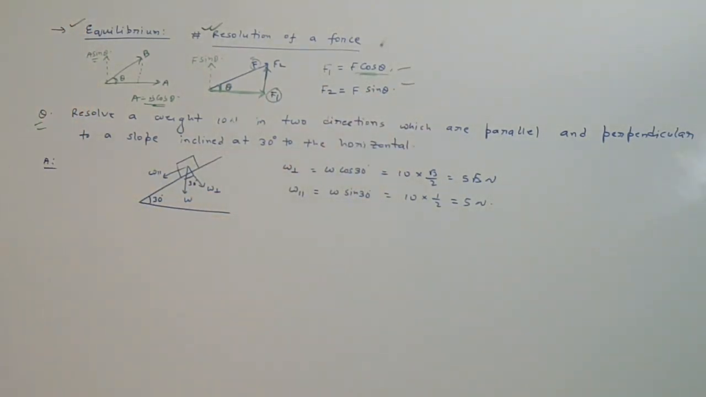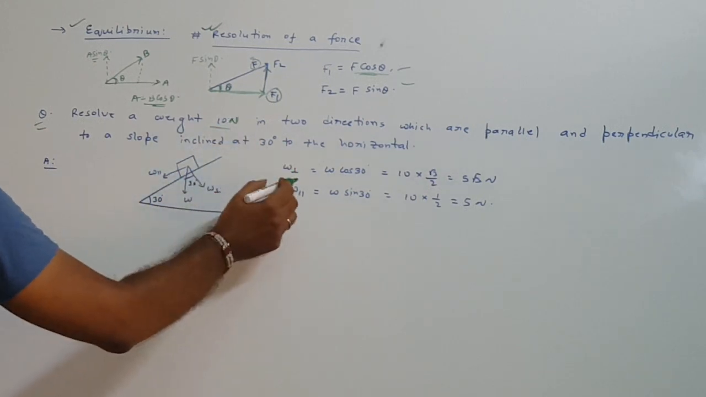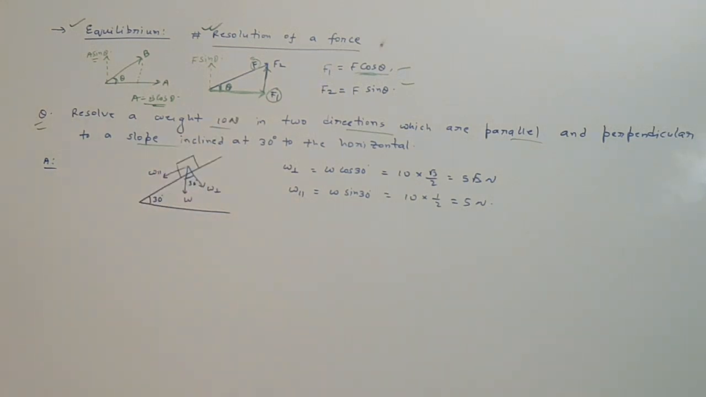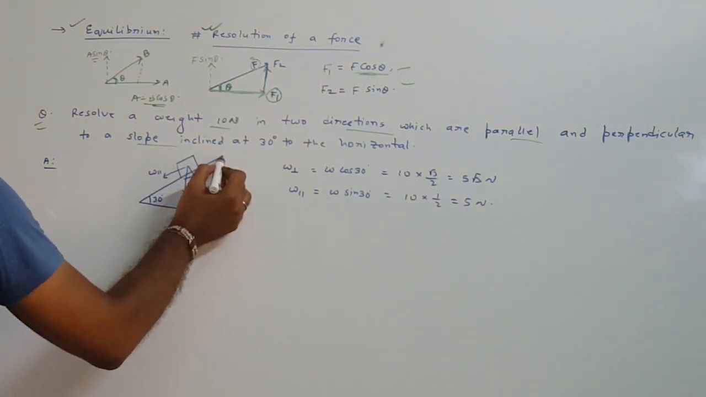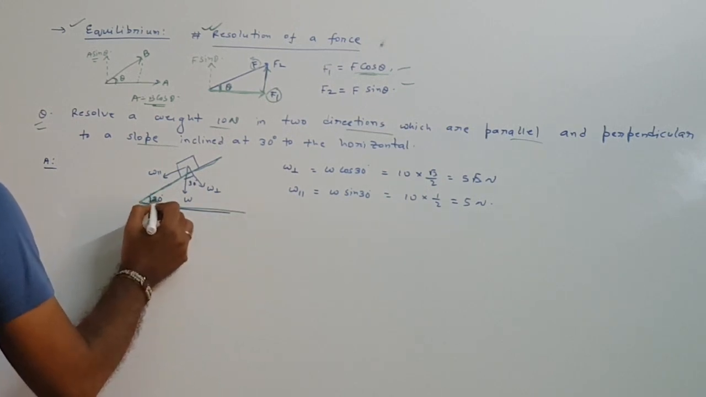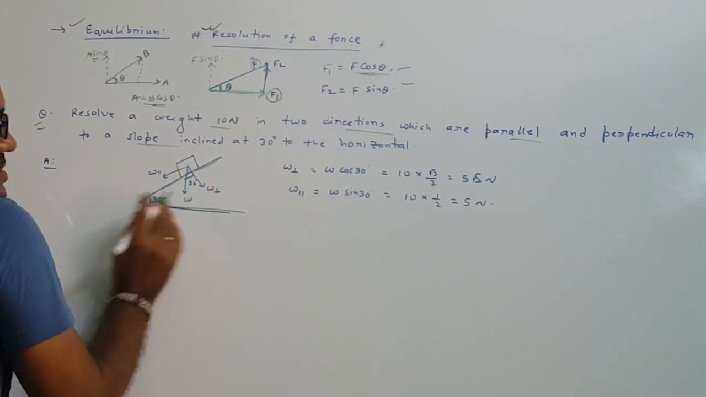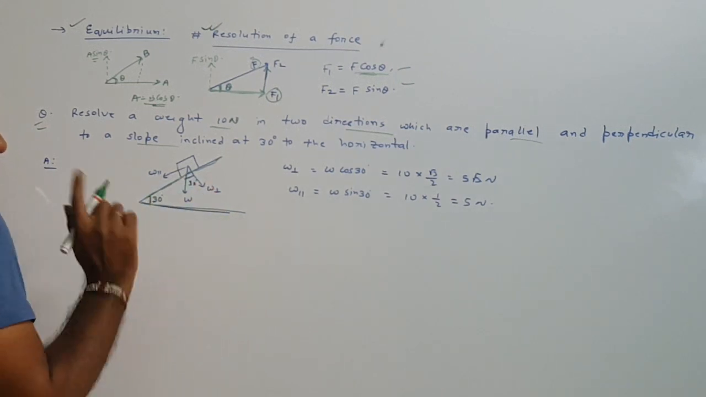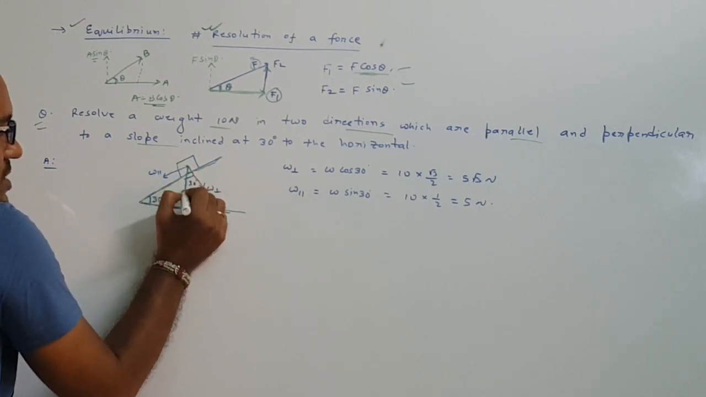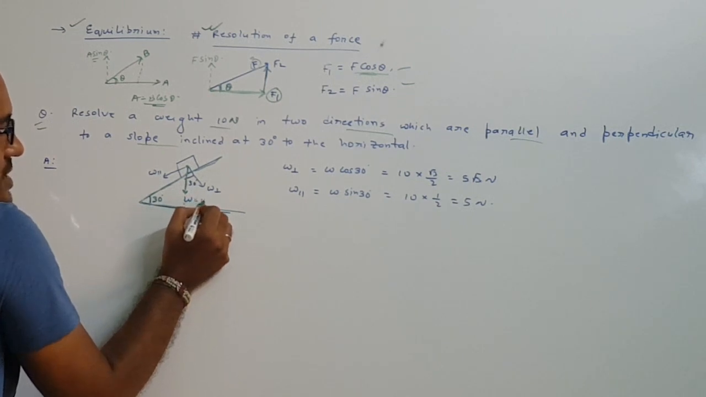Now let us see a question. Resolve a weight of 10 Newton in two directions which are parallel and perpendicular to a slope inclined at 30 degrees to the horizontal. So let us say we have an inclined plane, which is at 30 degrees, and we already know from the basic concept that weight is always perpendicular to the horizontal surface. That means the weight of this block is perpendicular to the horizon. So this weight is given as 10 Newton.